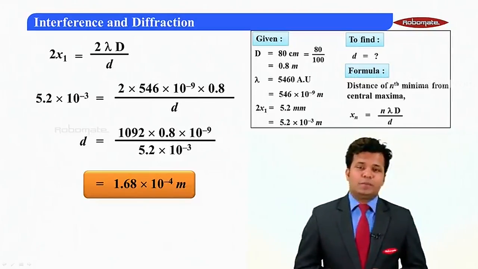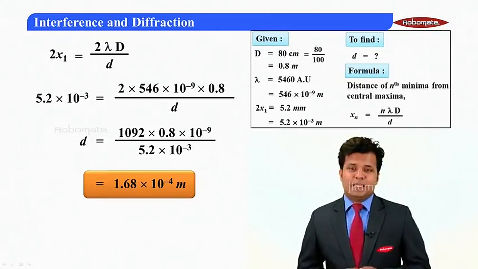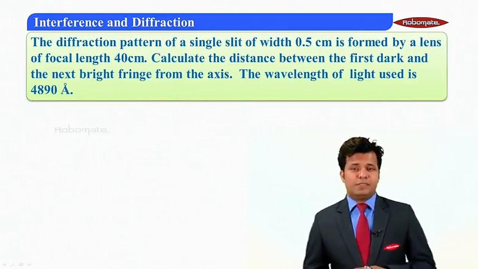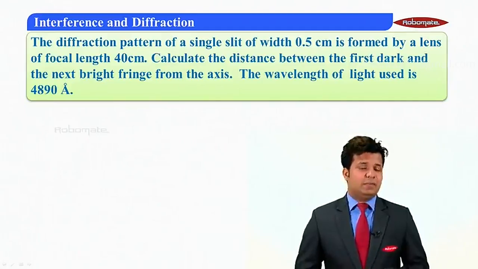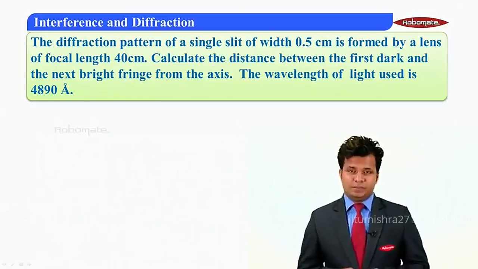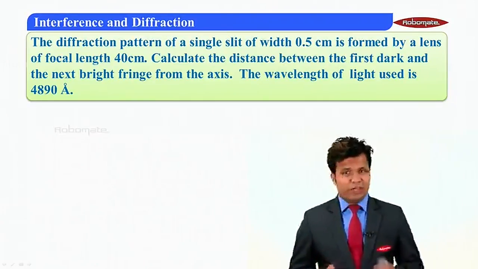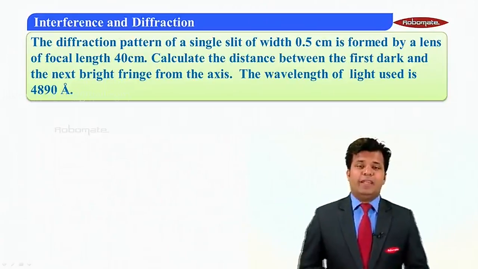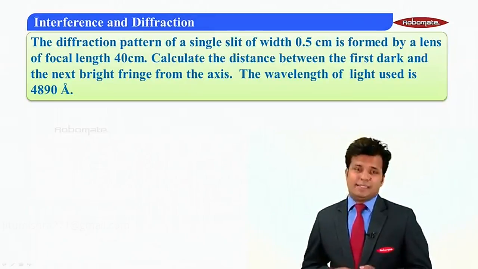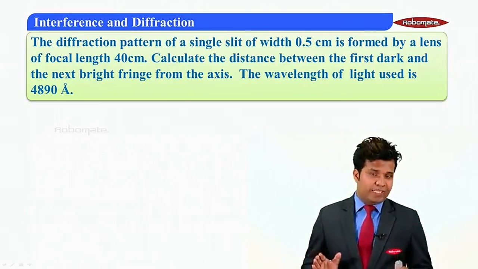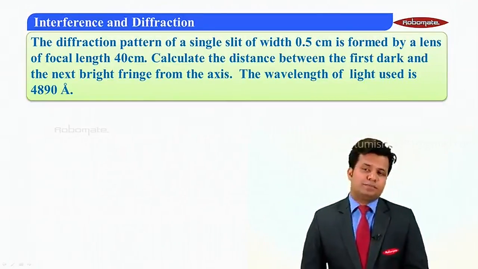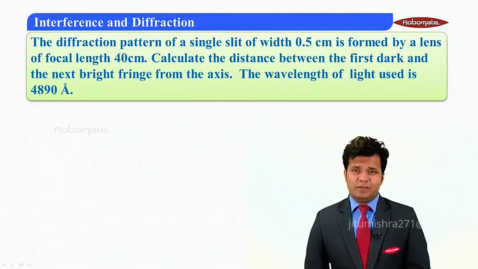That's it for this particular module. Now we would be moving ahead. In the next sum, we would see the diffraction pattern of a single slit of width 0.5 centimeter formed by a lens of focal length 40 centimeter. For the very first time, something known as focal length is coming into the picture. Calculate the distance between the first dark and the next bright band from the axis. It's given that the wavelength of light used is 4890 angstrom unit.